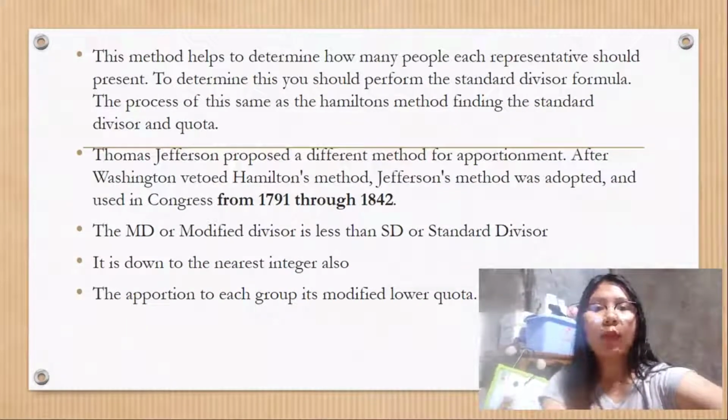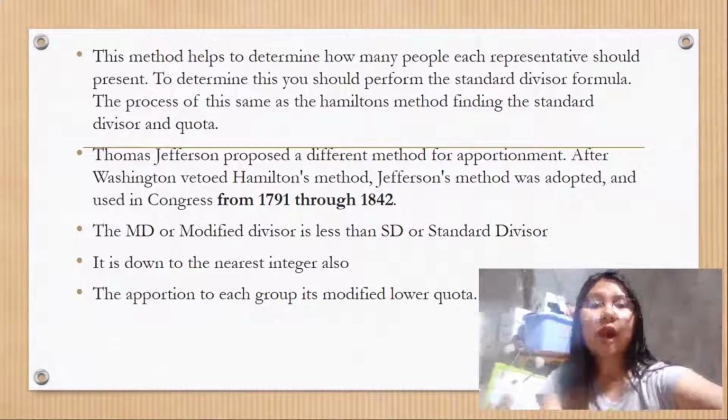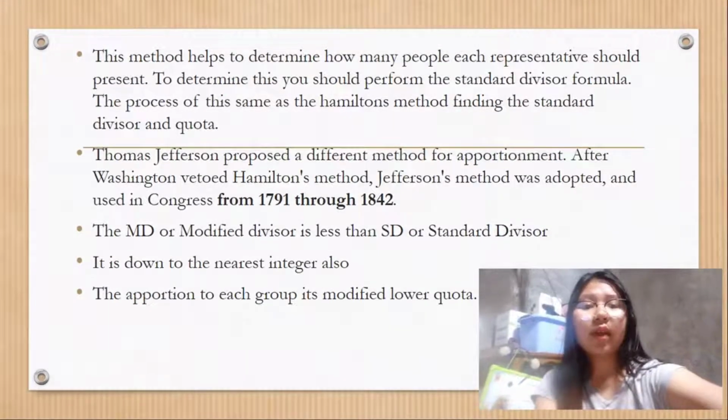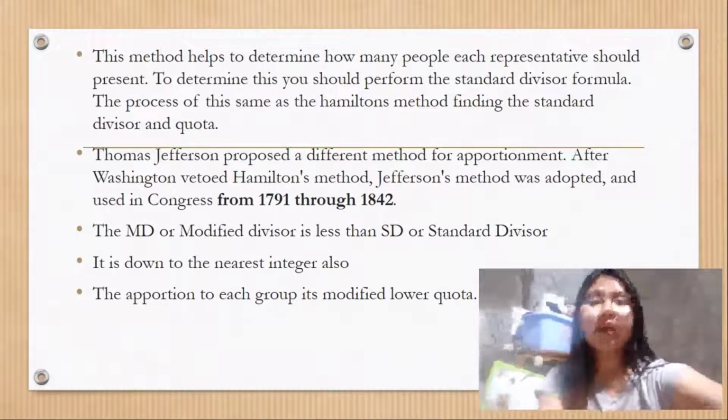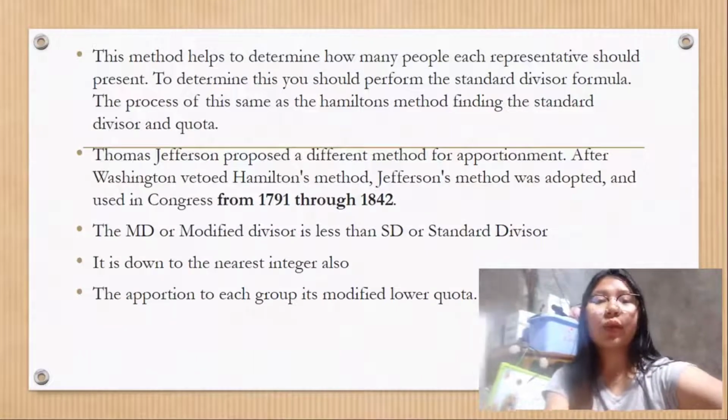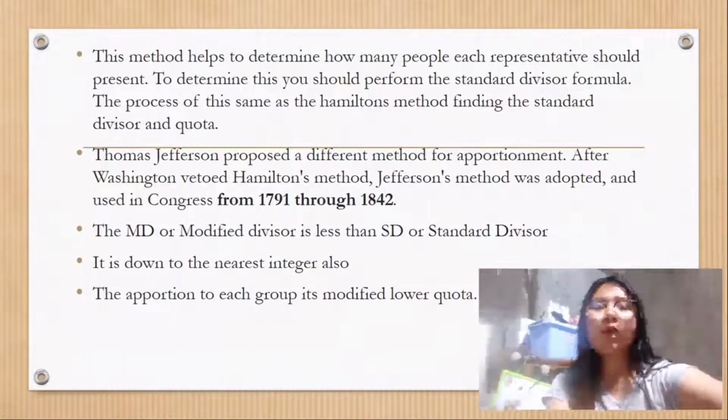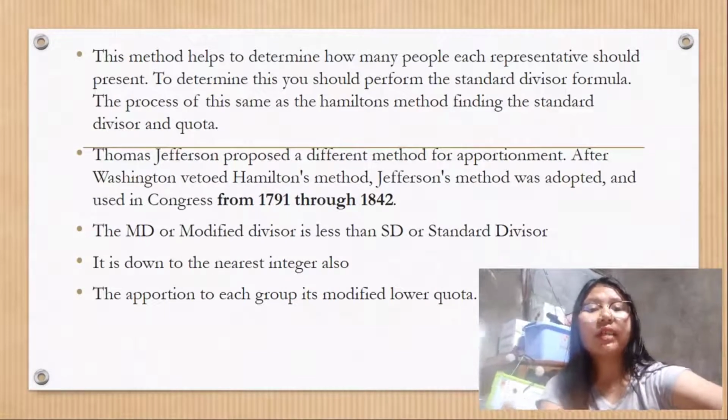Thomas Jefferson proposed a different method for apportionment. After Washington vetoed Hamilton's method, Jefferson's method was adopted and used in Congress from 1791 through 1842. The modified divisor is less than the standard divisor.